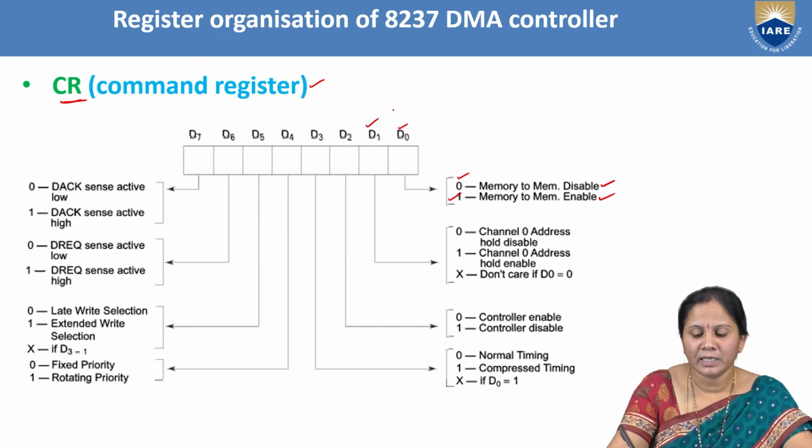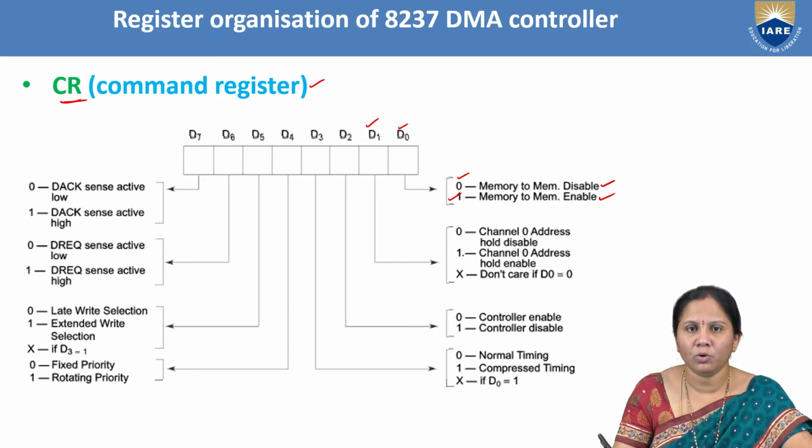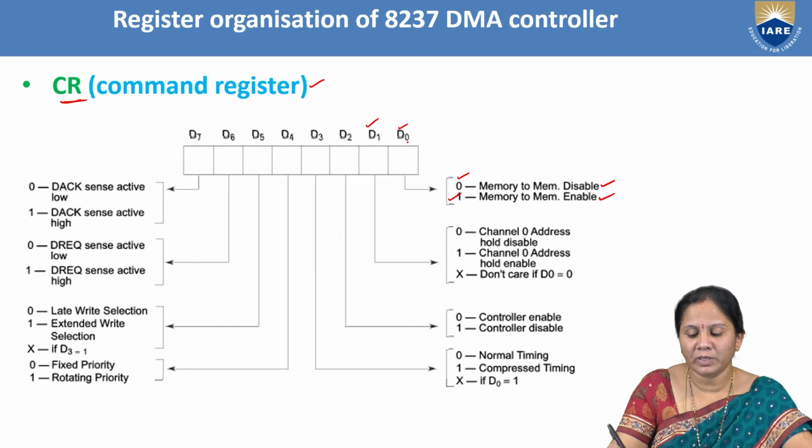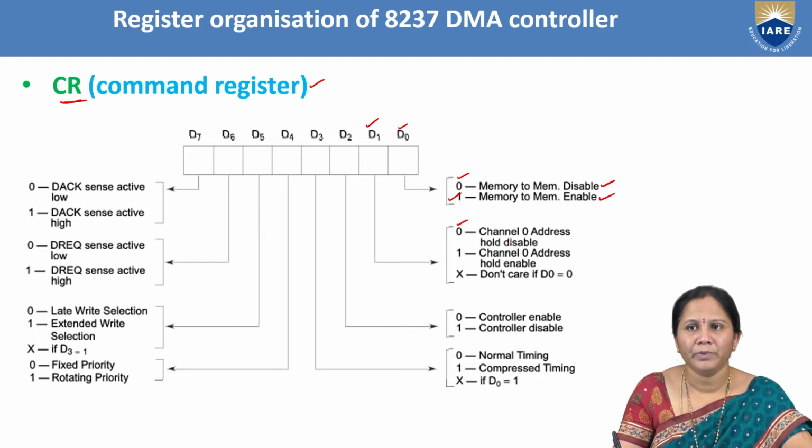And the next bit is D1. This D1 bit may be either 0 or 1. If you are fixing this D1 as 0, channel 0 address hold will be disabled. If you are fixing this D1 bit as 1, channel 0 address hold will be enabled.